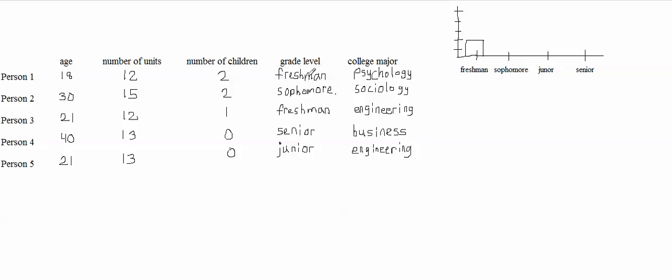And how many times does sophomore appear? Sophomore only appears once in this column of data, so since sophomore has a frequency of 1, it goes up to the first tick mark. This just shows that it appears 1 time. What about junior? We have 1 junior in the data set, so it has a frequency of 1. And senior also appears once, so it also goes up to the first tick mark. So we just created a bar graph of this column of data for grade level.